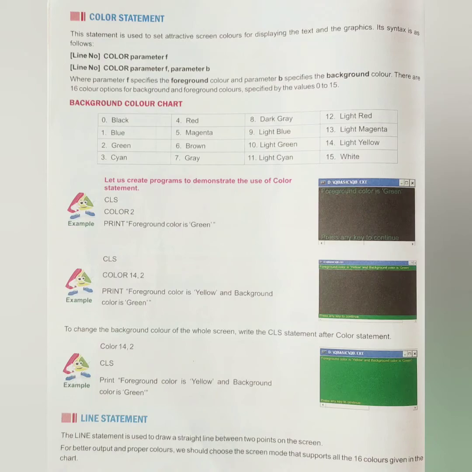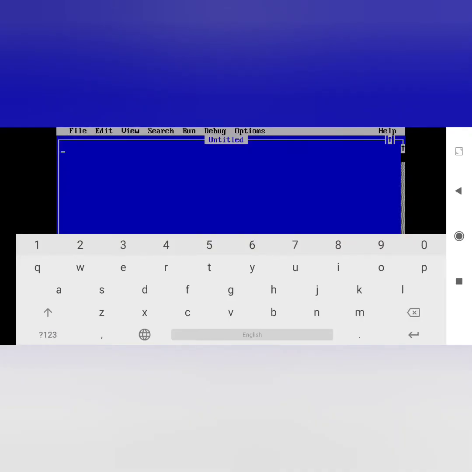So let's see. We will start writing the code now. First we will start with clear screen, CLS. Then I will write COLOR. Then I will only write the foreground color, that means the color of the text. So I am giving here 14. Then I am writing PRINT "hello world".